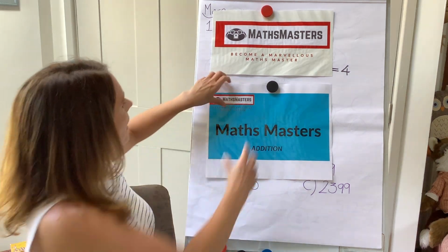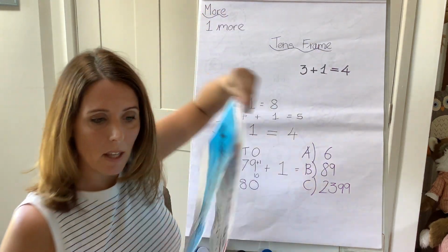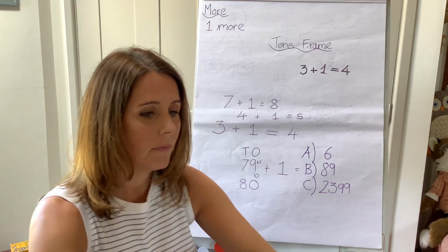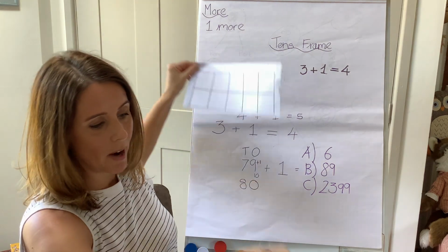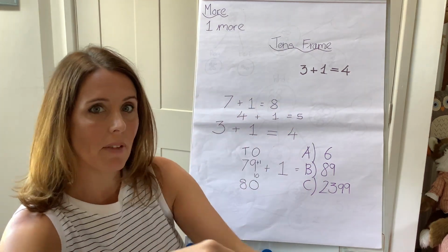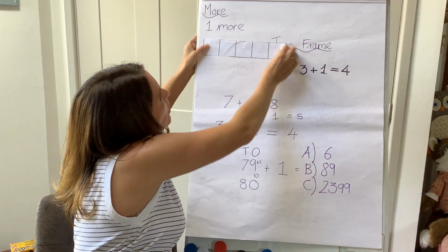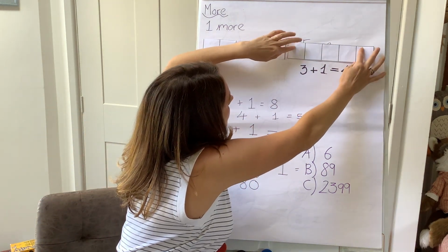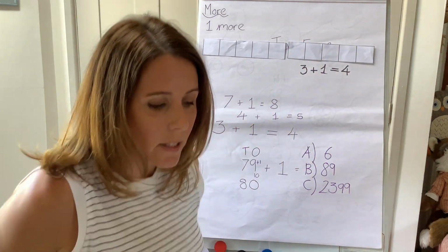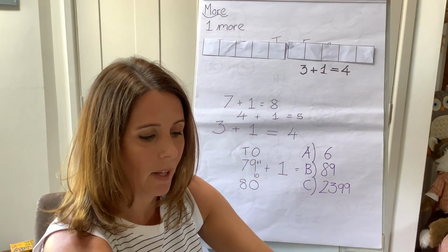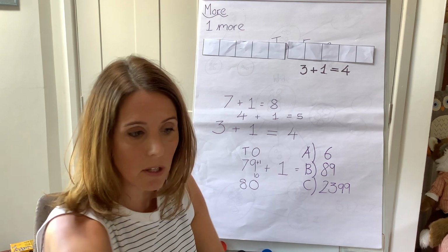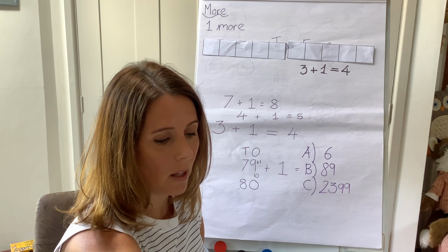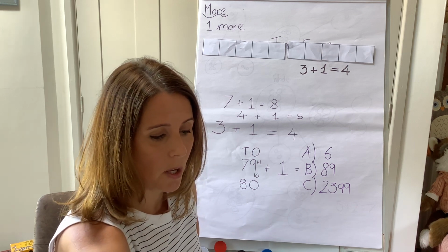So the first thing that we looked at in session 1 is adding one more. So you can use a tens frame like that, or you can have a tens frame broken up, cut up into sections like that. And we looked at using Lego people in the first section, but you can use counters, you can use different objects, you can use cubes.